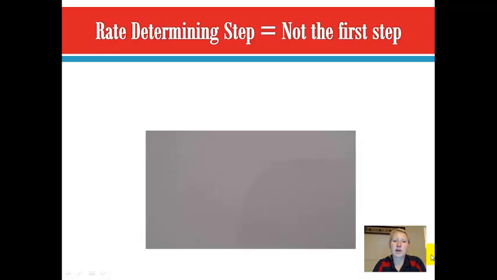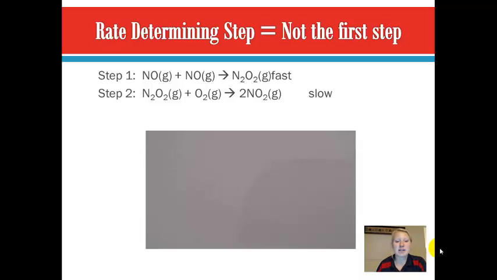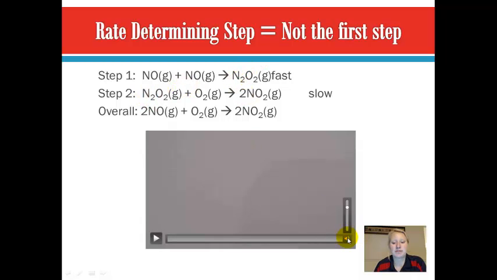Now, things get more complicated when the rate determining step is not the first step. So let's look at an example. In this reaction, step 1 shows that two molecules of NO combine to make N2O2. This is very fast. Then the N2O2 intermediate is used up when oxygen is combined to make 2 NO2. This is the slow step, step 2. So the overall reaction is 2 NO plus O2 goes to 2 NO2. Remember, the N2O2 is the intermediate, so it cancels out.